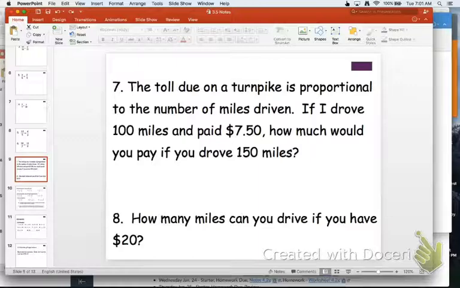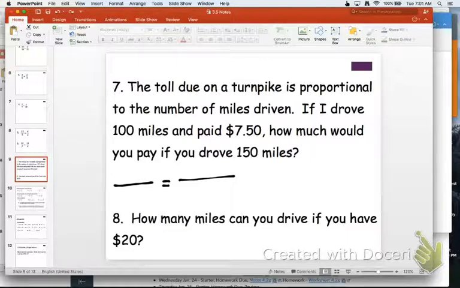So I'm going to read, the toll due on a turnpike is proportional to the number of miles driven. If I drove 100 miles and paid $7.50, how much would I pay if I drove 150 miles? Now in a case like this, we always need to set up our fractions, because I know it's going to be fractions because of the proportional. But I need to make sure I set things up based off of what it's telling me.